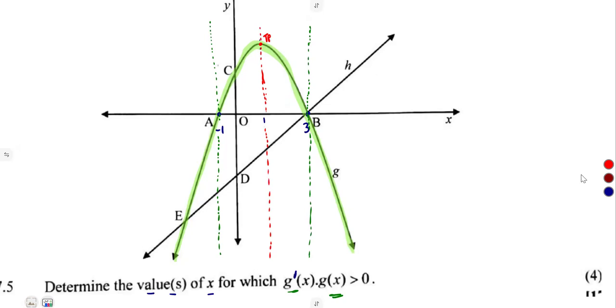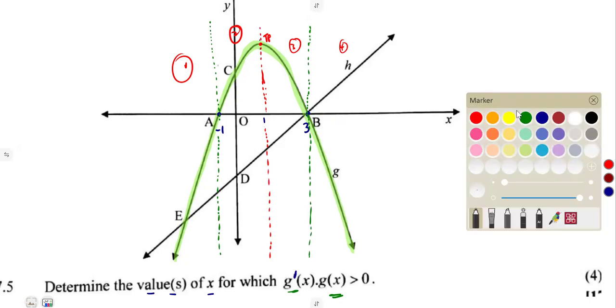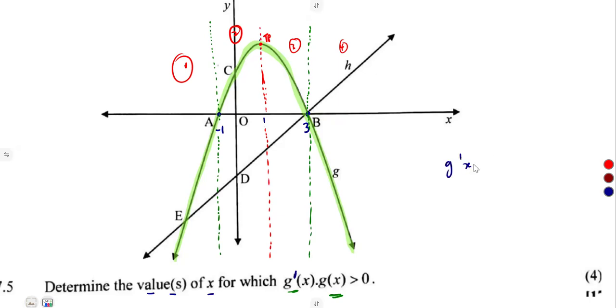So as you can see, our graph is now subdivided into 4 regions. The first one, the second one in between -1 and 1, the third one in between 1 and 3, and the fourth one, which is 3 going to that side. So let us see what is happening according to the inequality that we are given, that the first derivative of g of x, when multiplied by the original function, must give us a value greater than 0. What does it mean? It simply means both can be positive.